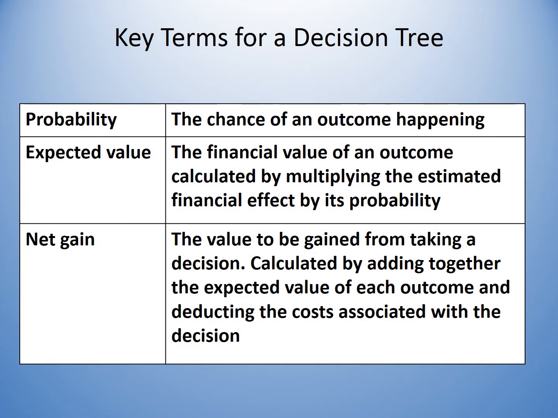So key terms. Now we're looking at probability, which is the chance of an outcome actually happening. We've got the expected value. So make sure you're writing all these, by the way, folks. The financial value of an outcome calculated by multiplying the estimated financial effect by its probability. So how much money you're actually going to get times its probability. And then net gain is the value to be gained from taking a decision. So calculated by adding together the expected value of each outcome and taking away the costs associated with it.